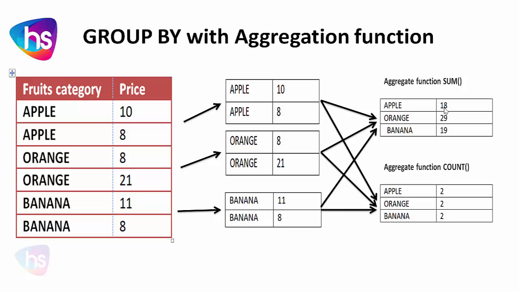And similarly, the second one, the orange category, is 29. The sum of the total price is 21 plus 8, which is 29, and similarly the banana category, you see here, is 19. See how simple it is: the data is filtered and categorized using group by, and an aggregate function sums each group independently.